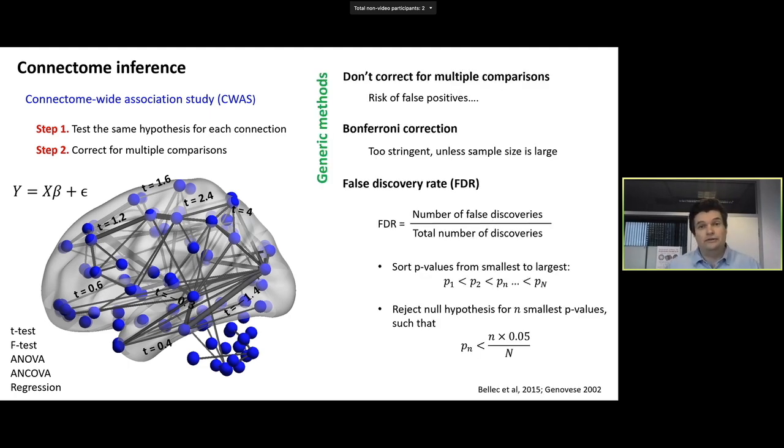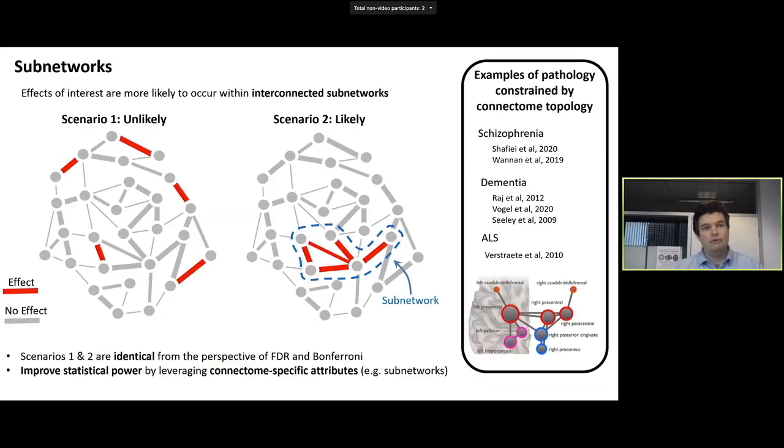So how would we do that? There are generic methods to do that. One school of thought is, well, we don't need to correct for multiple comparisons. I don't think that's a good idea. It risks the problem of false positives. Another approach is Bonferroni. In general, it's too stringent unless we have really large sample sizes. A good approach is the false discovery rate. This can be computed efficiently. It just requires us to order p-values and apply this threshold. And I'm sure many of you have come across the FDR already.